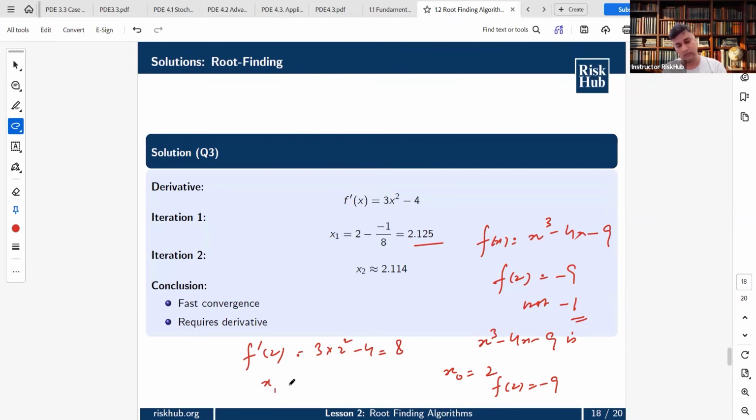So x1 will be 2 minus 9, right, by 8? So it will come at 3.125, right? So this should be minus 9. Okay, so small typo, I have corrected it. This should be minus 9. Okay, solution is also here.